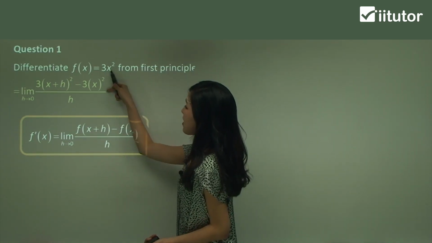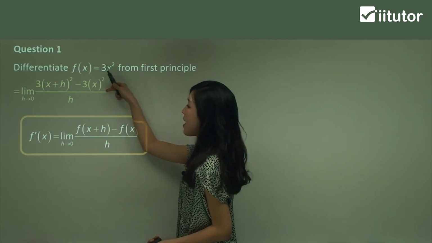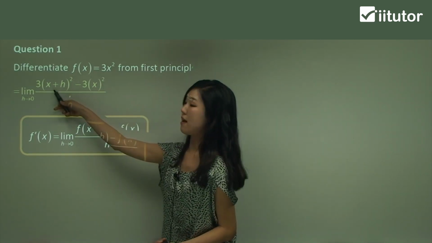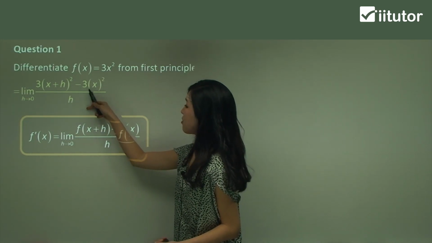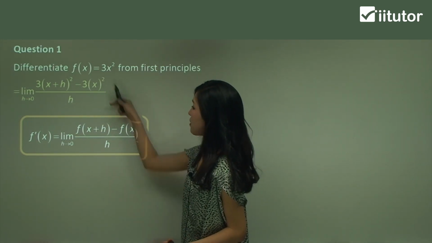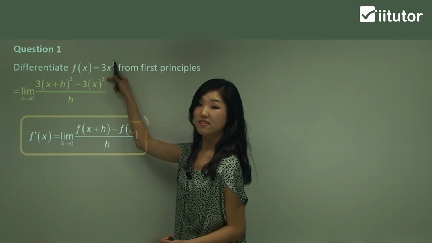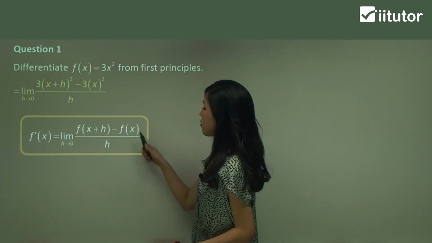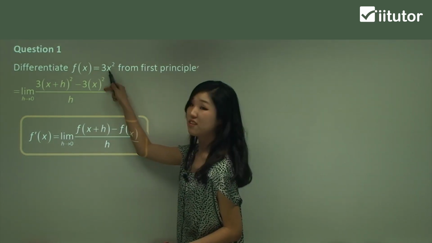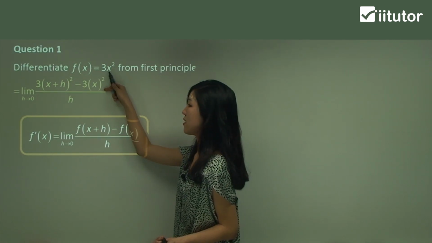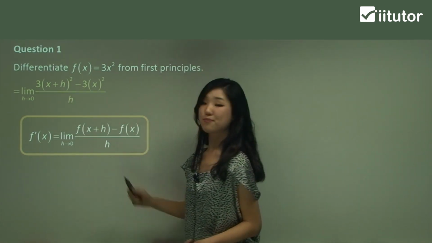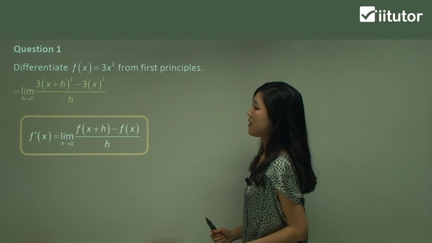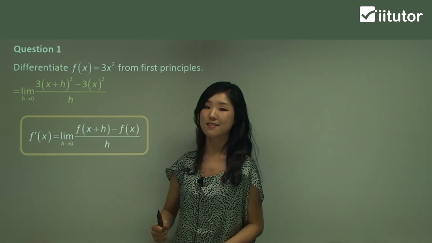So x is there, so I'm going to have 3 times x plus h squared, and that's what I have there, minus 3fx, so it's going to be 3x squared, just like as it is. So 3x squared, whatever's inside the bracket, I put it into there. Basically, that's all you need to remember it as, over h. So I've just subbed everything in. Now all I need to do is simplify that.